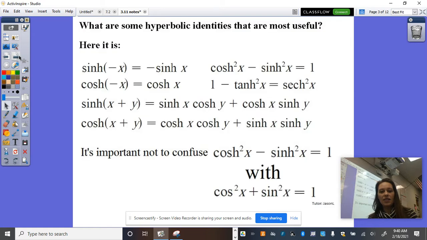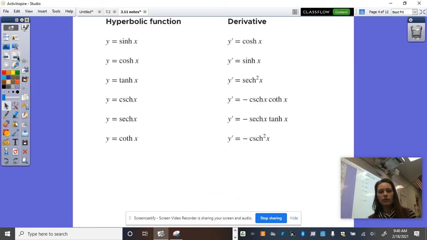All right. And here are some identities that are going to be useful. So those are in your notes as well. And then the derivatives, they're not the same as the trig derivatives. I don't know if you guys remember, the derivative of sine is cosine, but the derivative of regular cosine is negative sine. But if we have the hyperbolic function, it is still positive. So you're going to refer back to these. You do not need to memorize those at all.